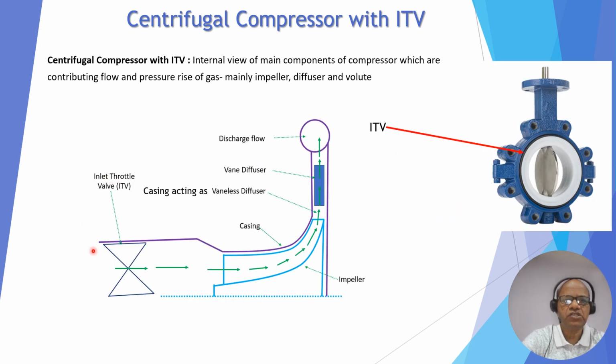Now the construction with ITV, the inlet throttle valve. This inlet throttle valve controls the flow, then again it follows the same principle. It comes to the impeller eye, then again relative velocity decreases due to diffusion, then goes to the vaneless diffuser, then the vane diffuser, and finally comes out from the casing. ITV is shown like this.